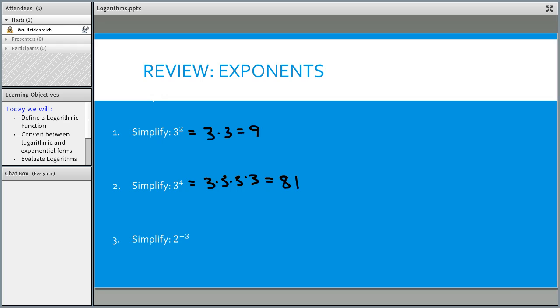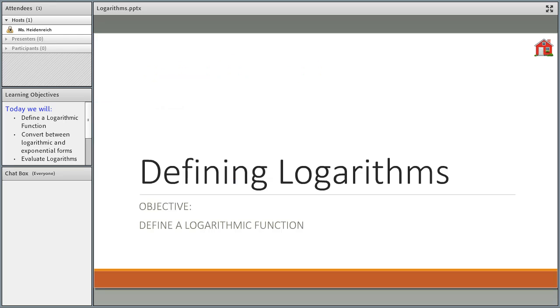And then, of course, a negative exponent, we need to flip the base. So we're really doing 1 over 2 to the 3rd power. So that would be 1 over 2 times 2 times 2, which is 8. So 1 over 8 would be the final answer. So when we're dealing with a negative exponent, we're really turning our base into a fraction.